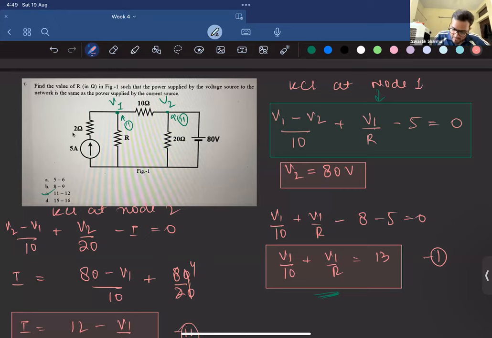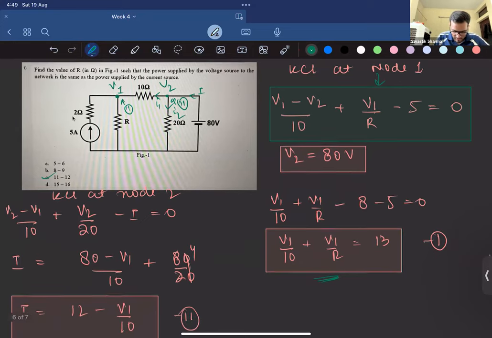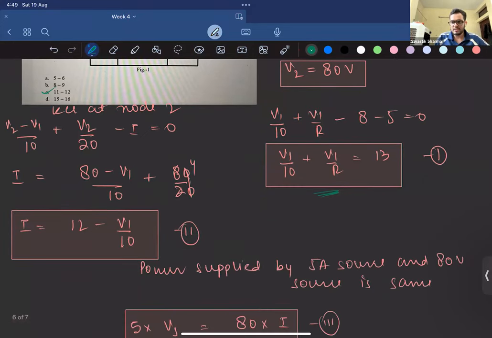So what would be the KCL at node 2? Can anyone tell me? Let's say these currents are going out and this I is coming in, right? So what is the equation for this current? Let's call them I1 and I2. How will we write I1? I1 we can write as V2 minus V1 by 10, and I2 is V2 by 20. And then we substituted V2 as 80 volts and got I in terms of V1, which is 12 minus V1 by 10.